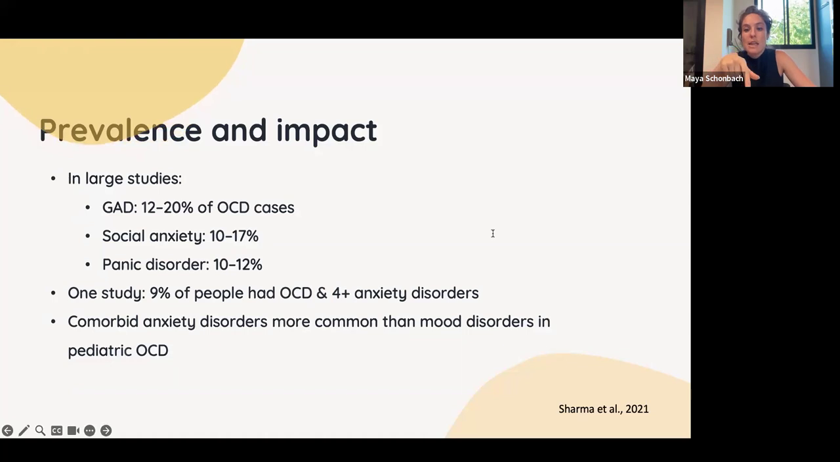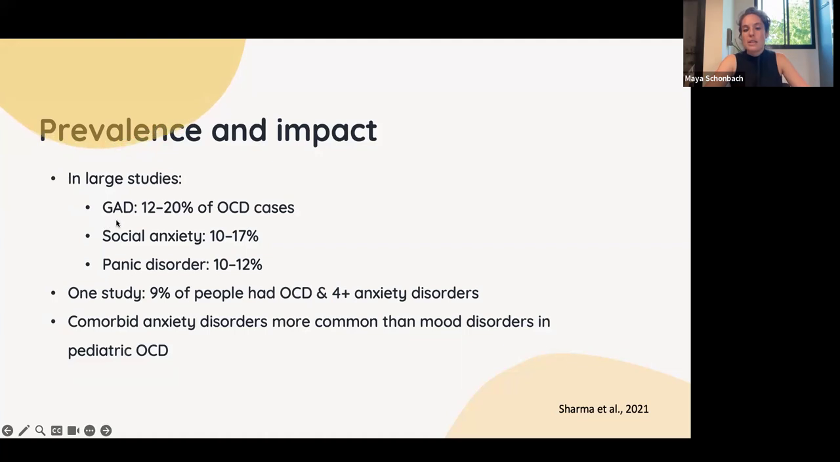So in one study, 9% of people, that's almost 1 in 10 people, having OCD had 4 or more anxiety diagnoses. It's a lot. And it's important because the more anxiety overlap that someone has, the more likely they are to have more serious functional impairment, and also maybe less likely to seek help.